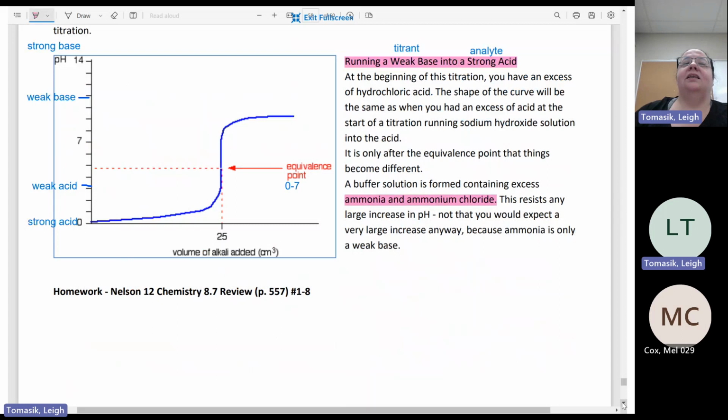Right, so studying the titration curve will let you figure out what your titrant was, what your analyte was, and whether it was strong or it was weak.